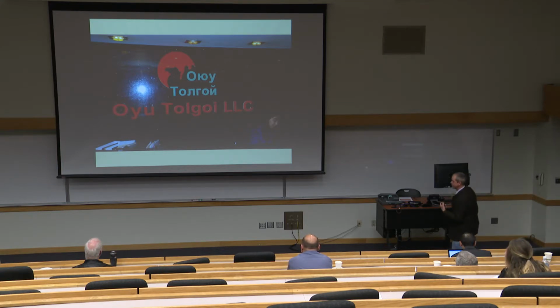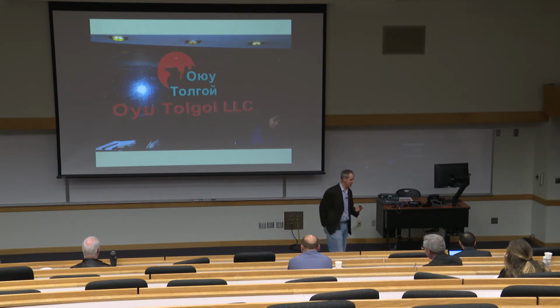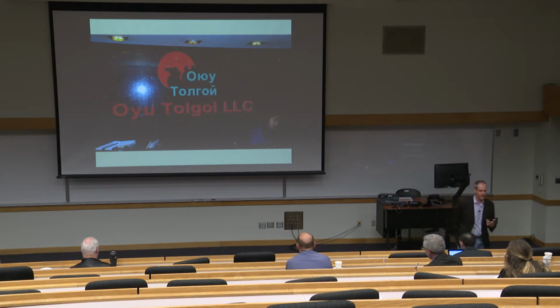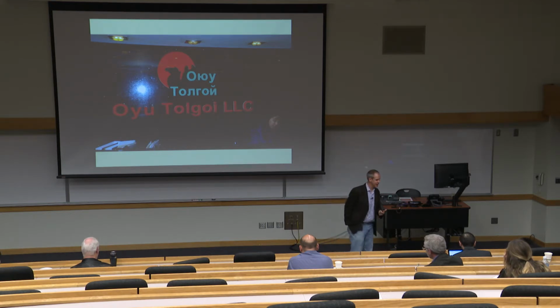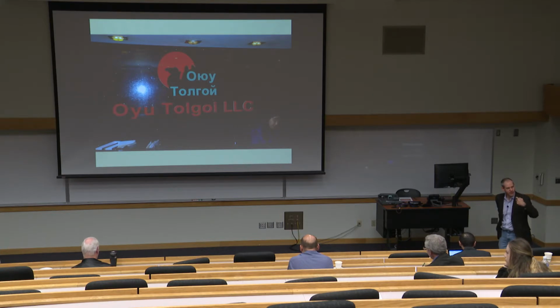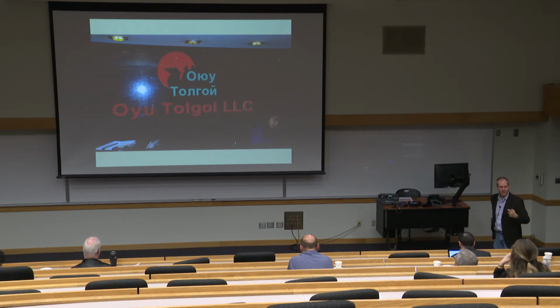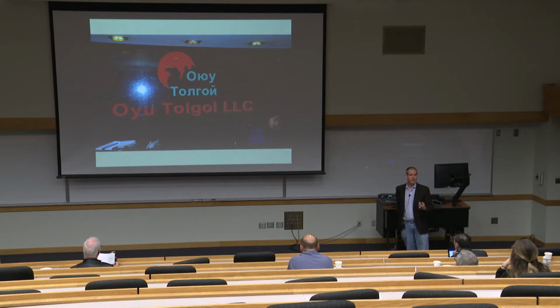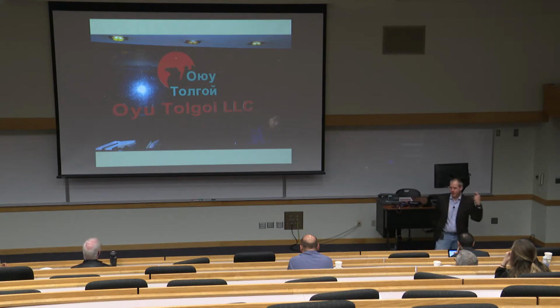Oyu Tolgoi is one of the most controversial and complicated mines in Mongolia. It's in the southern Gobi Desert near the border with China. It involves a conglomeration of Canadian and Australian mining companies. And with Mongolia entering that world stage, that global economic stage with such valuable resources, Mongolia has had to figure out, how do you deal with these guys? How do you deal with these very powerful, well-connected companies that represent customers for their ore across the world?